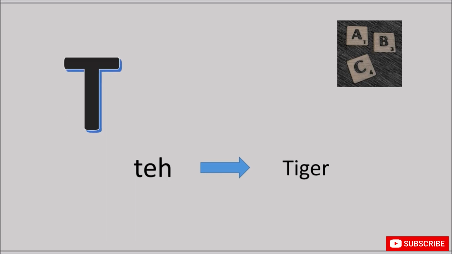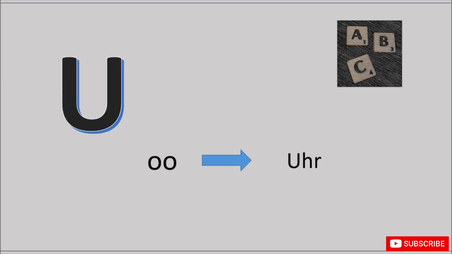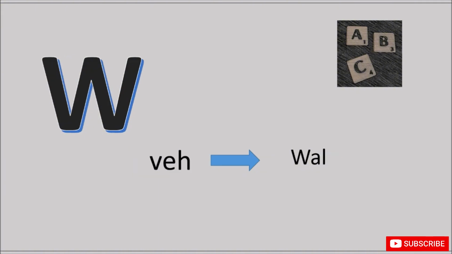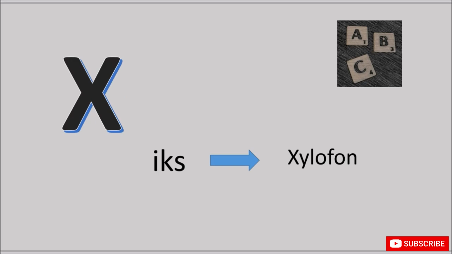T, Tiger. U, as in Uhr. V, as in Vogel. W, as in Wal. X, as in Xylophone, which starts with X.